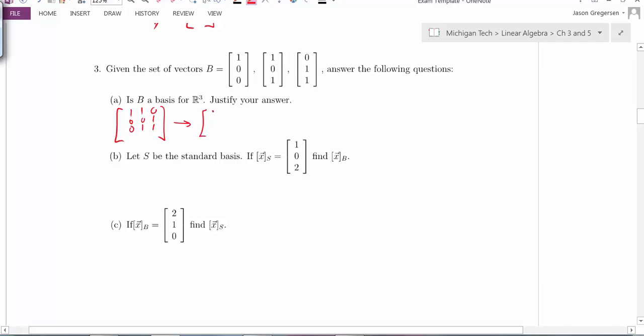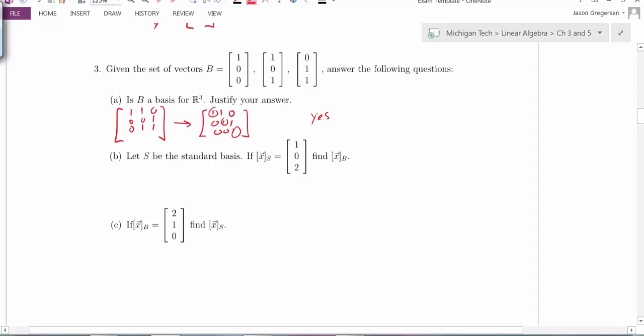In this case, to get to REF, I would just switch row 3 with row 2. Now I'm in REF. I see that I have 3 pivot positions, and more importantly, I have a pivot position for every column. That tells me these 3 vectors are linearly independent. But I also have a pivot position for every row. That tells me that this set of vectors spans all of R3. So I would say that yes, they do form a basis for R3.